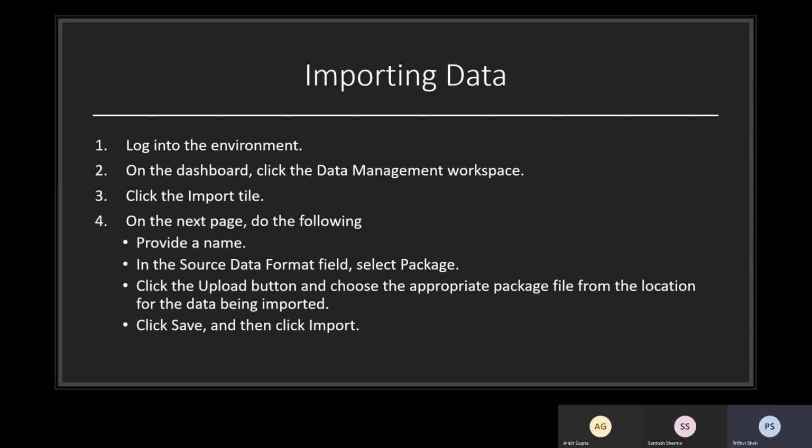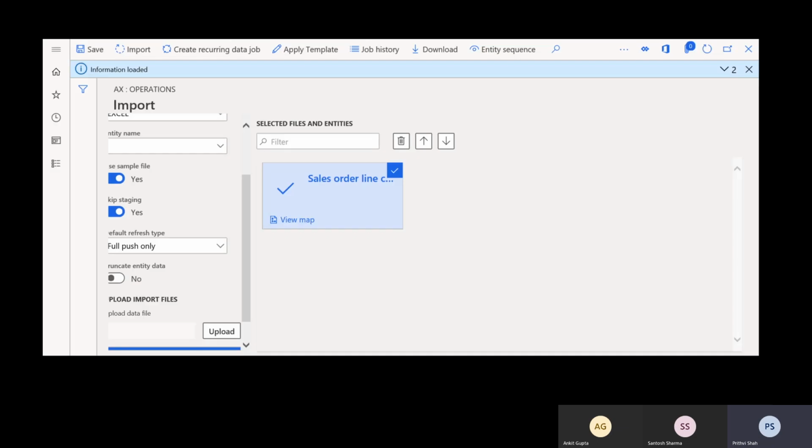Steps to import data. Log into the environment. On the dashboard, click the Data Management Workspace. Click the Import tile. On the next page, do the following. Provide a name. In the Source Data Format field, select Package. Click the Upload button and choose the appropriate package file from the location for the data being imported. Click Save and then click Import. Here we can see how the screen looks on clicking Import.